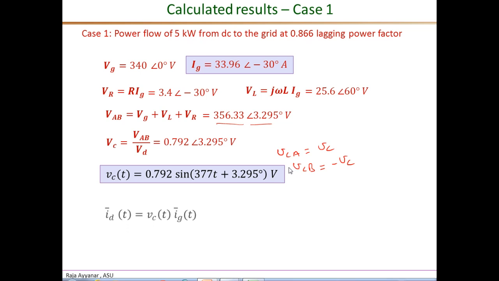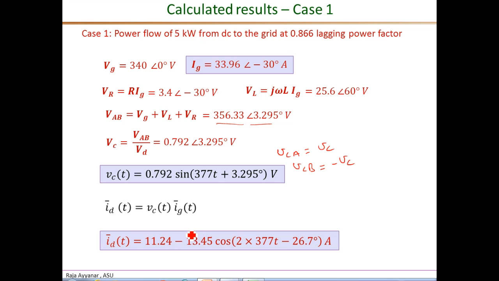Then we also calculated the average DC link current, which is again from the transformer model, the average model. The DC link current is simply the turns ratio, which is the control voltage VC, times the grid current IG, and it turned out to be this quantity. It has a DC component of 11.24 amperes corresponding to the 5 kilowatt power, and this is the pulsating component at twice the line frequency, and its magnitude is here. So we'll apply this control voltage as per this requirement and verify that the power is exactly this, the grid current is shown here, and that the DC link current comes out to be this expression. That is our objective.